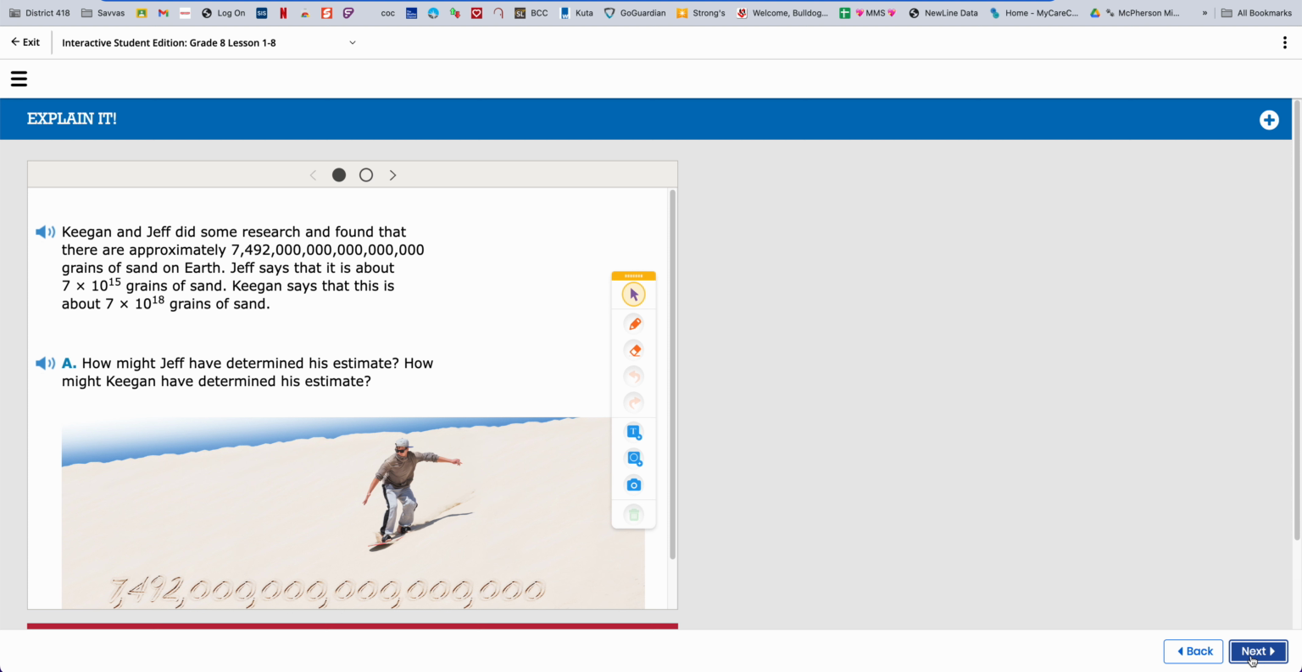So Jeff says that it is about 7 times 10 to the 15th grains of sand. But Keegan says that it's really about 7 times 10 to the 18th grains of sand. How might Jeff have determined his estimate, and how might Keegan have determined his estimate? Any thoughts?